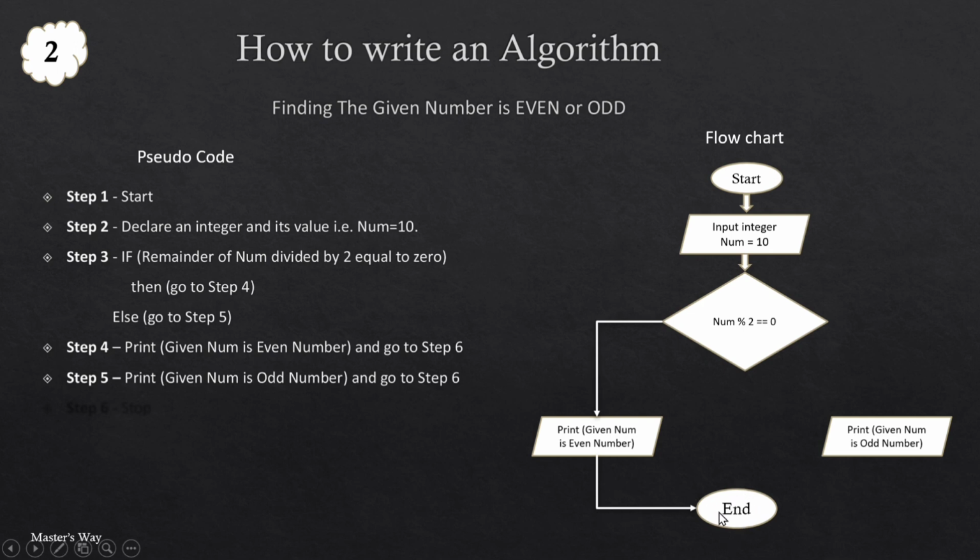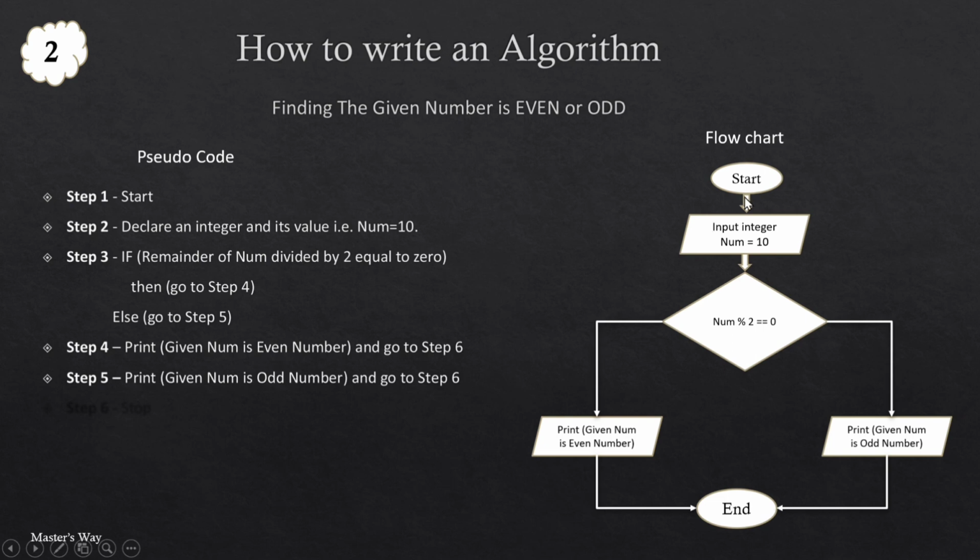Okay. Now we will see the fifth step. Why? Because if the number is not divided by 2, which means the remainder is not equal to 0, then it will go to step 5. Then it will print given number is an odd number. Then it will end. So it is a simple algorithm and simple flowchart.